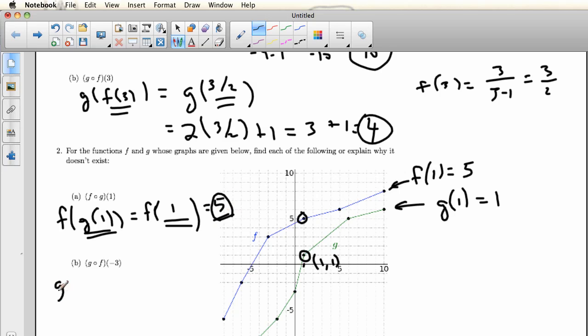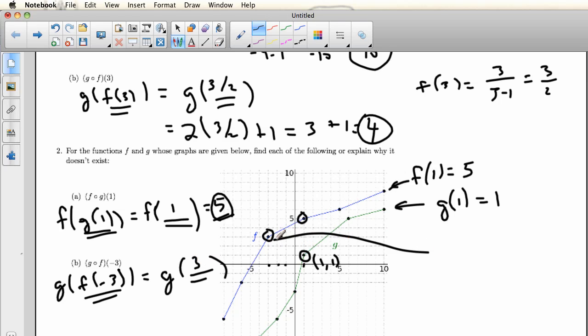Same thing here, nested functions first. Find f of -3. First, f of -3 means I look for the x-coordinate to be -3, and I'm looking on the graph of f. So this point right here is the point that has input -3, output +3. So according to this point, f of -3 is equal to +3. So don't forget that the x-coordinate is your input, the y-coordinate is your output for your function.